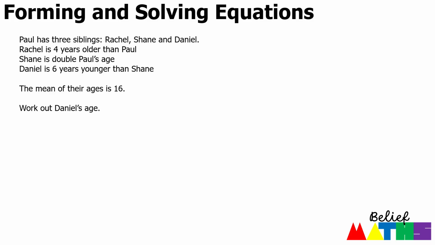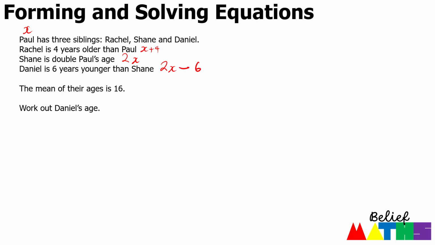Now another way they could ask forming and solving equations is questions like this. So it says Paul has 3 siblings, Rachel, Shane and Daniel. Rachel is 4 years older than Paul. So because Paul is the first one, let's make him x. Rachel is 4 years older, so that's x plus 4. Shane is double Paul's age, so that's 2x, 2 times x, because double is multiplying by 2. And then Daniel is 6 years younger than Shane. Well, Shane is 2x, Daniel is 6 years younger, so minus 6.